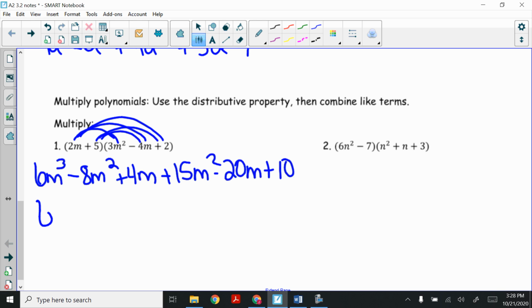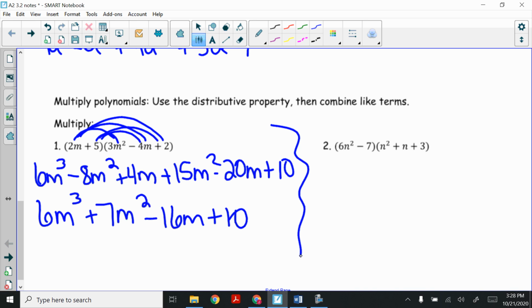So 6m cubed, that's the only m cubed I have. Combine my m squareds, so negative 8m squared and 15m squared gets me positive 7m squared. Now my m's, 4m minus 20m gets me minus 16m, and then my constants plus 10, making sure that I am in standard form.